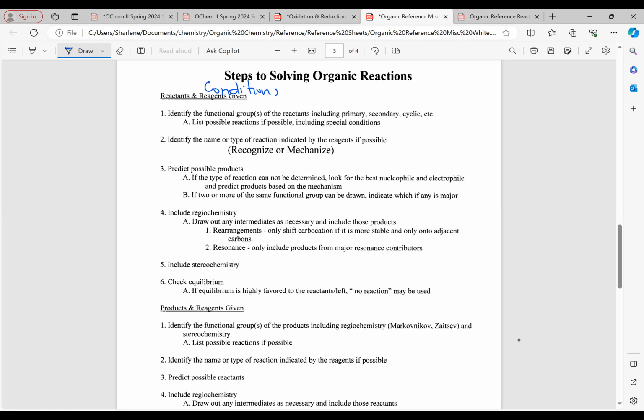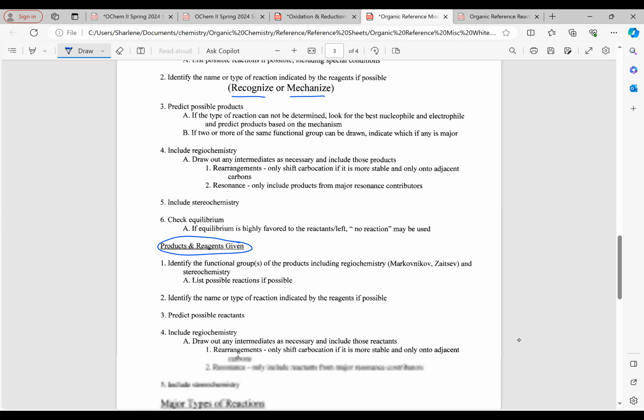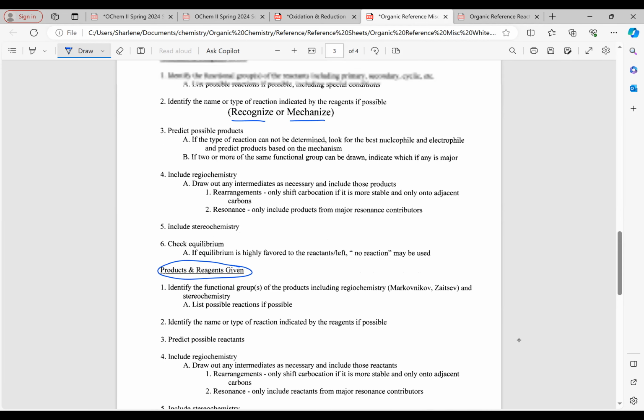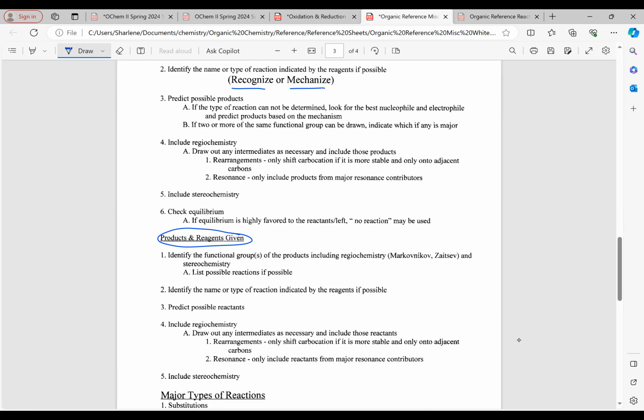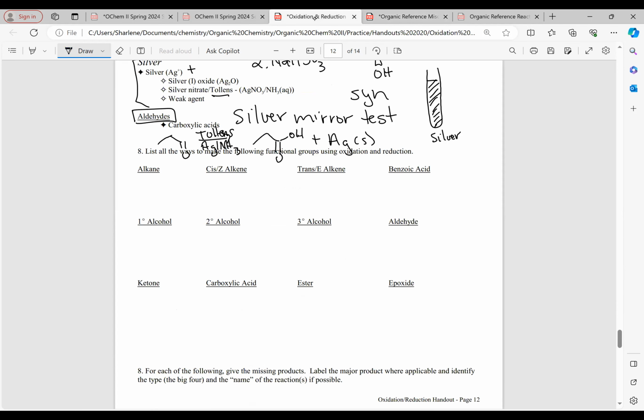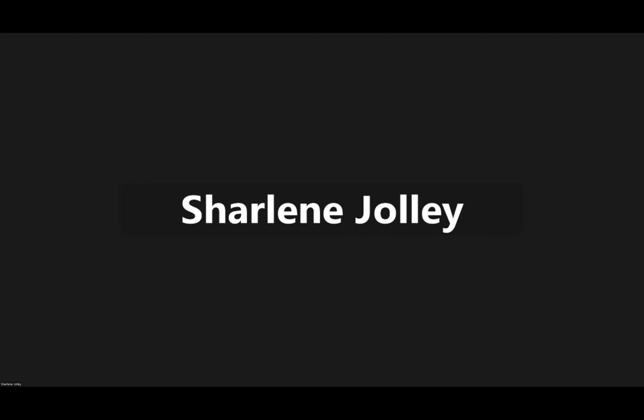Here are the steps that I'm going to go through. I'm going to use some terms called recognize or mechanize. Here's if I give you the products and the reagents. The reactants and the reagents. Oh, the products and the reagents. And then the last one is the retro. So these are the first two. So you can always come back. This is on your reference page. Sometimes I'm not sure if that switches, so I'll stop and then I will share again.